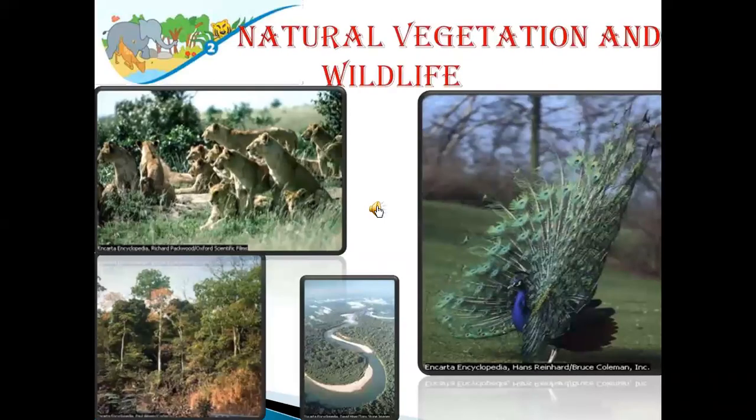Natural vegetation and wildlife. Natural vegetation is the total plant life of a particular region that has developed in an environment untouched by man and is the combined result of prevailing climate, soil, and biotic conditions. Just as vegetation is the flora, wildlife is the fauna of a region.